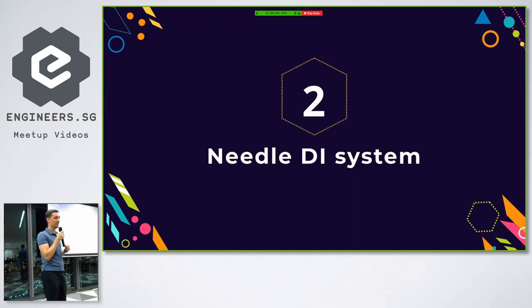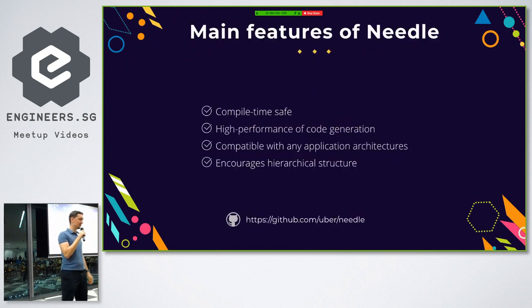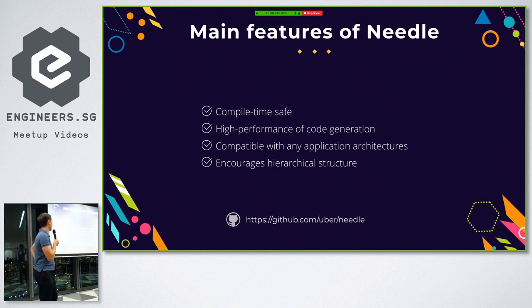How can Needle help us with that? As I mentioned, it's an open source project developed by Uber. The main feature of Needle is that it's compile-time safe, which actually means that if the code compiles, then it works. So you will not have any unexpected behavior at runtime. You won't have any surprises, so that is guaranteed to be where it needs to be.